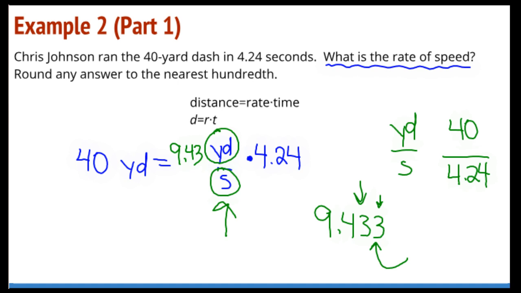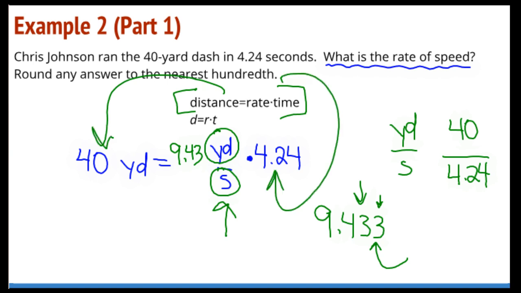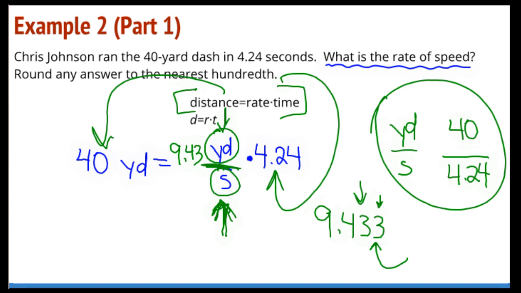So once again, we have our formula here, a given piece of information. We substitute in the distance, we substitute in the time, and then we ask ourselves, what do we want the rate unit to be? Well, I wanted yards per second. So I set up my problem to match yards per second.